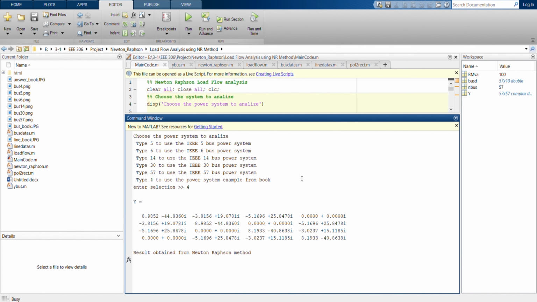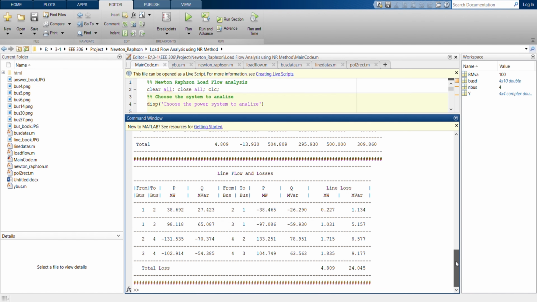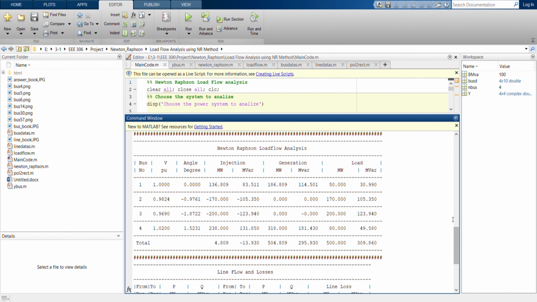input. If we run the code for a 4 bus system, we see for bus 1 voltage magnitude is 1 per unit and angle is 0 degree. For bus 2 it is 0.9824 per unit and minus 0.9761 degree. For bus 3 it is 0.9690 per unit and minus 1.8722 degree. And for bus 4 it is 1.02 per unit and 1.5231 degree.